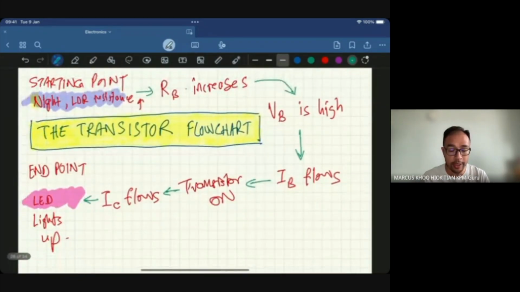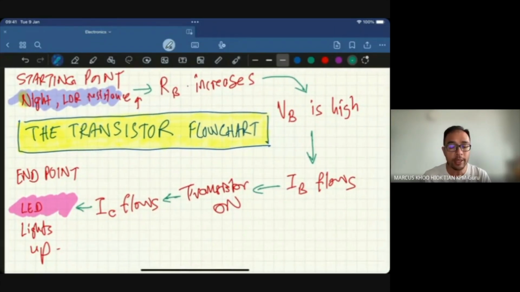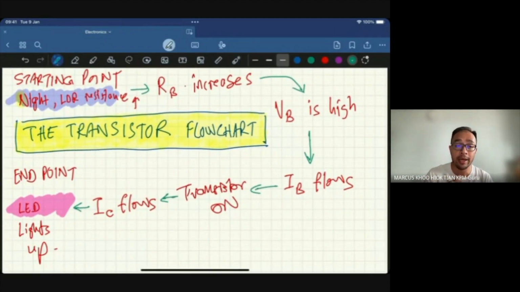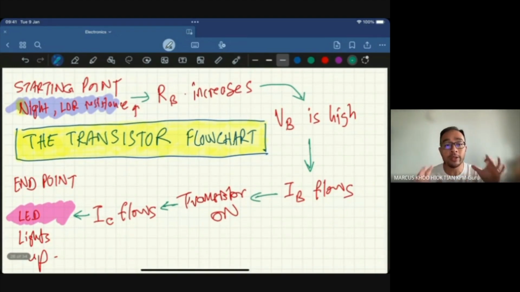We go back to this one again. The starting point is at night the resistance of the LDR is high. If the resistance of the LDR is high, the base resistance is high, base voltage is high, base current flows, transistor switches on, collector current flows, and the end point is the LED lights up. So the starting point and the ending point is always different, but the rest in between is always the same.